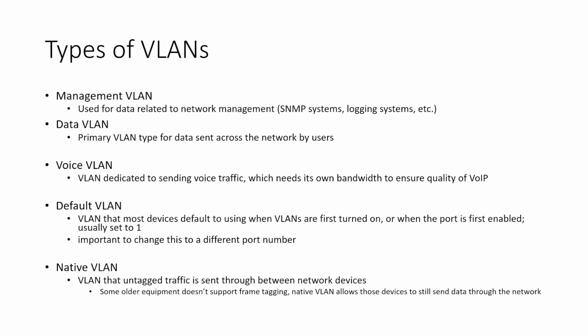Native VLANs are VLANs that send untagged traffic through a network. Untagged traffic is usually generated by legacy equipment or equipment that does not support VLAN tagging. Native VLANs allow untagged data to still flow through the network.